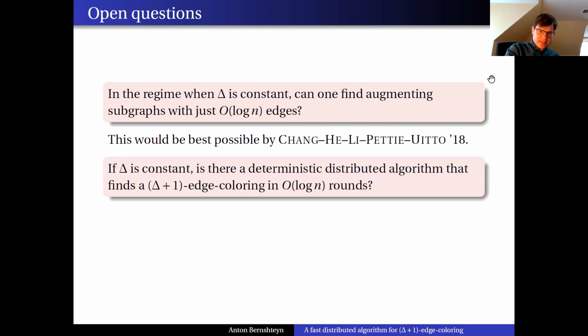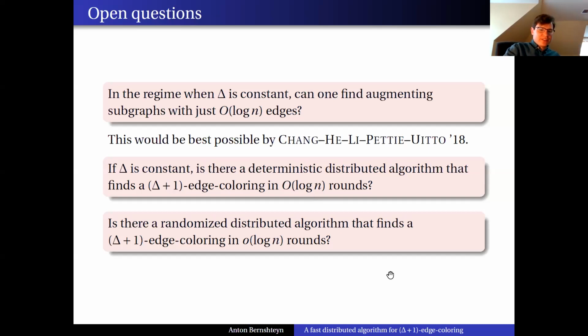Another open question is, what can we say about the distributed algorithms? Can we reduce the running time in the deterministic case to big O of log n, which again would be best possible for constant delta, say, right? Instead of it being a polynomial in the logarithm, where the power in that polynomial is maybe not so nice. So can we reduce it to just linear in the logarithm? And this is for deterministic algorithms.